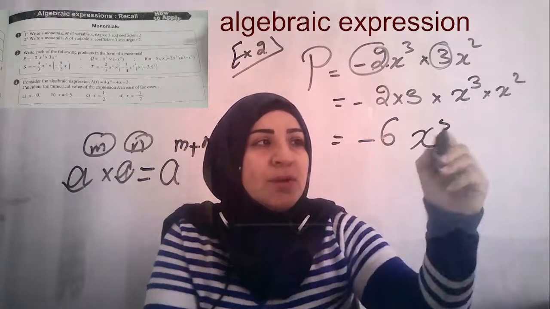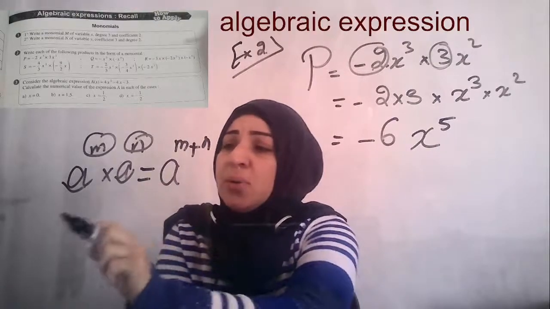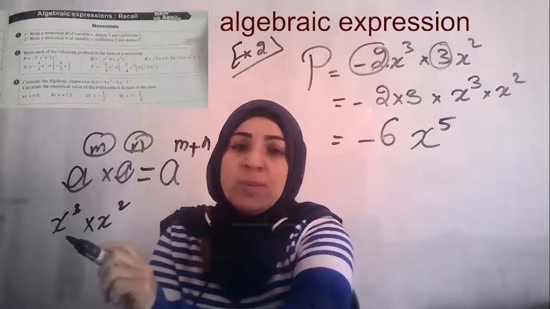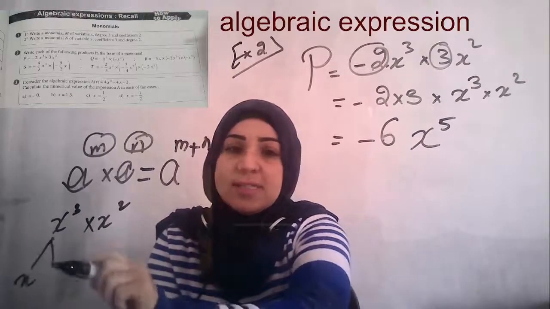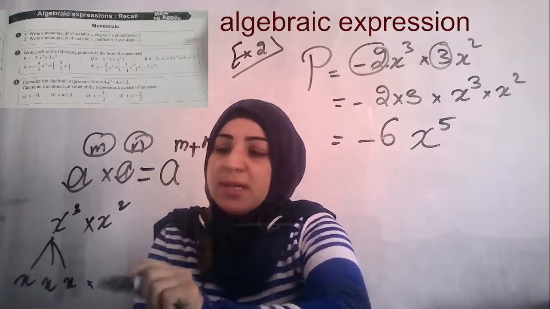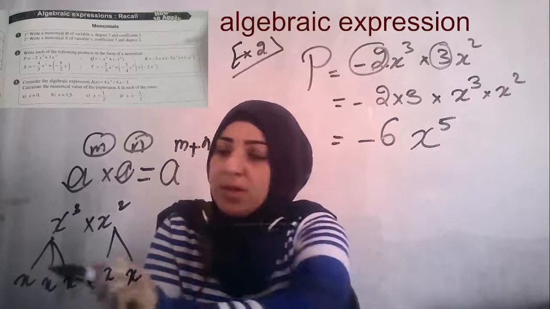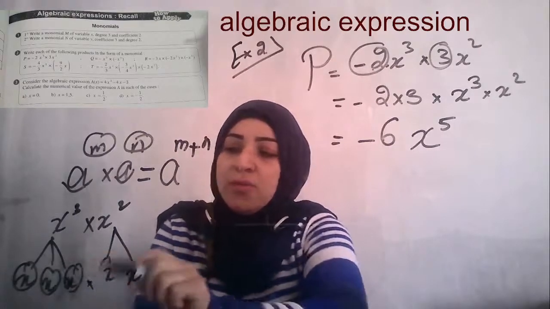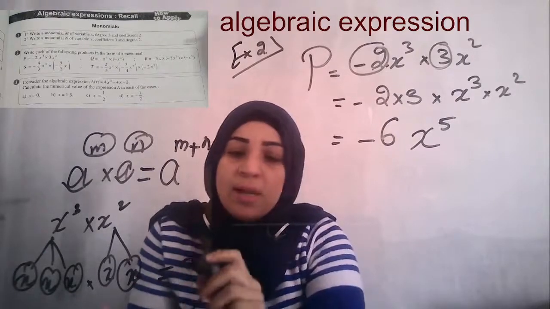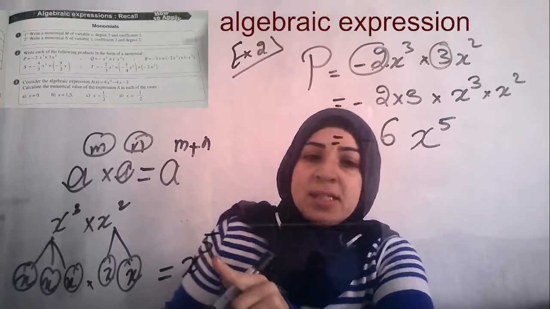3 plus 2, 5. In other words, why did I do that here? Look, we have x power 3 times x power 2. What do you mean by x power 3? It's x times x times x. Okay? Times x power 2, it's x times x. So how many x's are there? 1, 2, 3, 4, 5. 5 x's multiplied by each other, so simply I can write them x to the power 5. Okay, that's how we solve it.